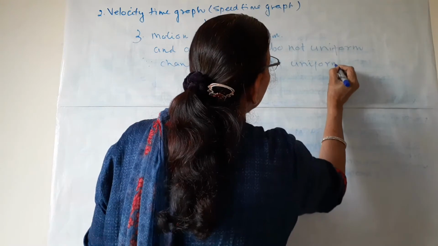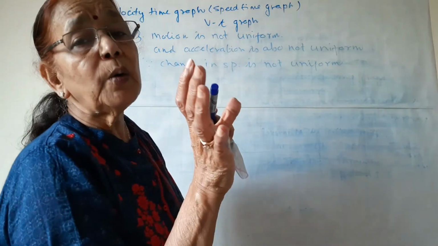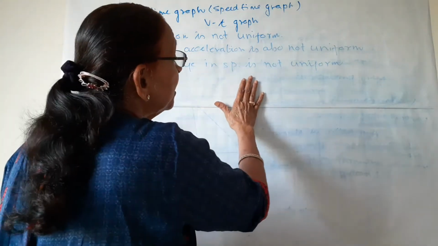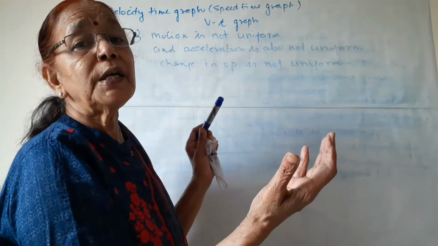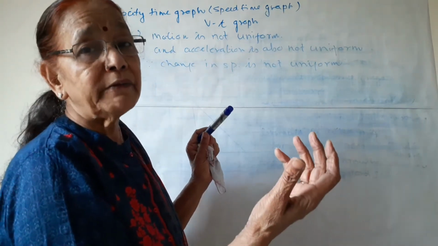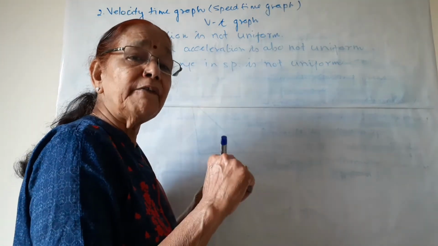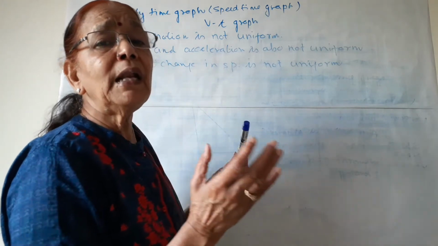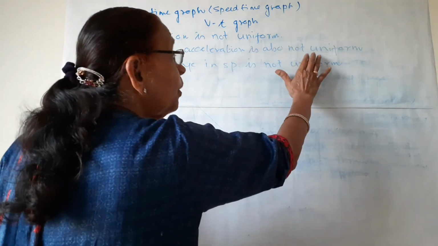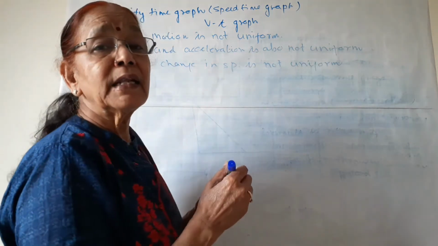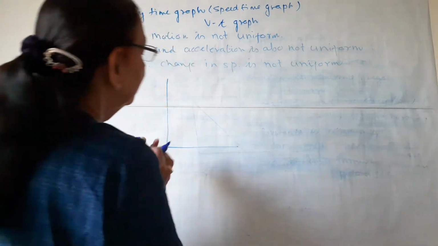What does it mean? It means that in equal intervals of time, the change is not equal. In the first second, the speed may change, suppose by 5. In the second, it may be 10. In the third second, it may be 7. So with time intervals, different speeds are there. The change in speed is not uniform, so the acceleration is not uniform, though acceleration is there.